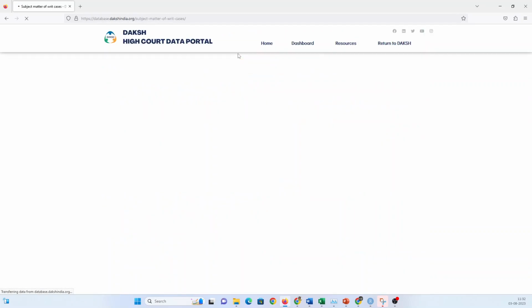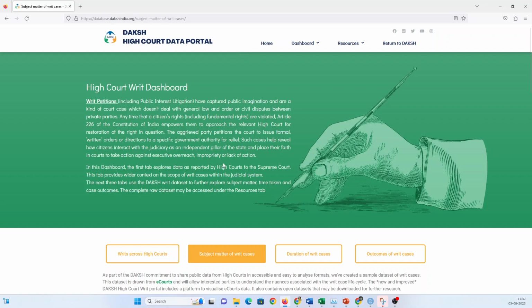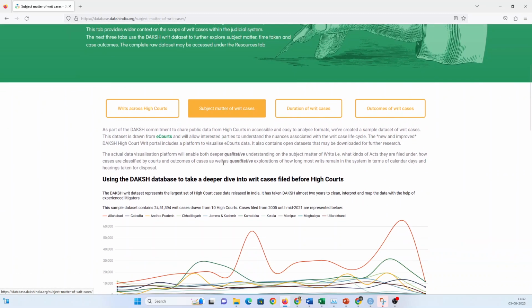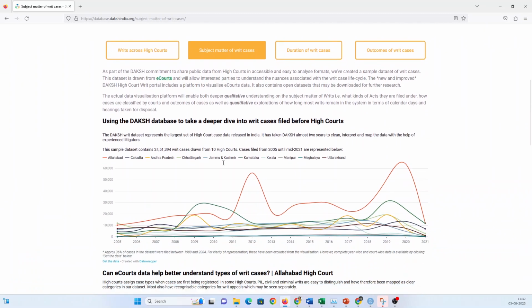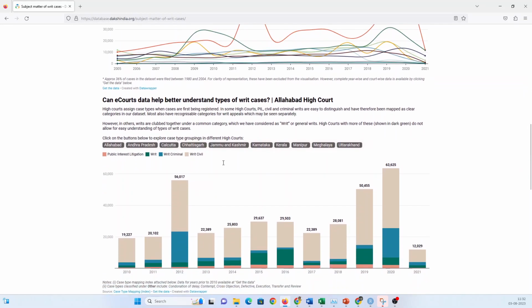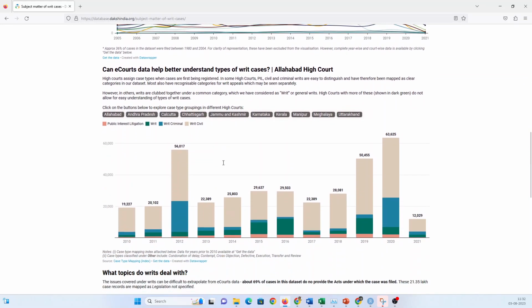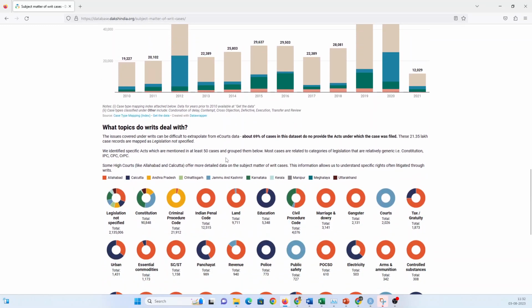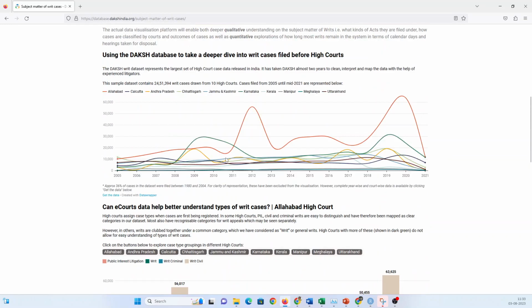In addition, we at DAKSH have collected case level information within both of these spheres, and so we provide a breakdown of the year-on-year and the high court-wise distribution of these. We give a sense of what the various kinds of writs and bail cases are that we've engaged with, and what kinds of themes, subject matter, and legislation the cases we look at deal with.